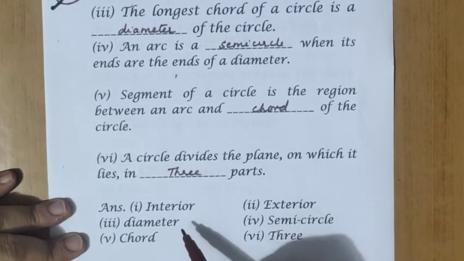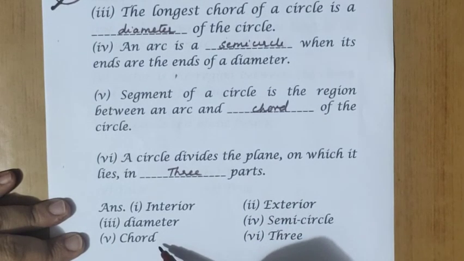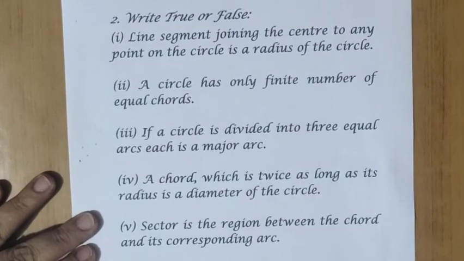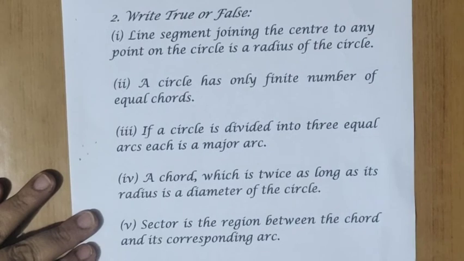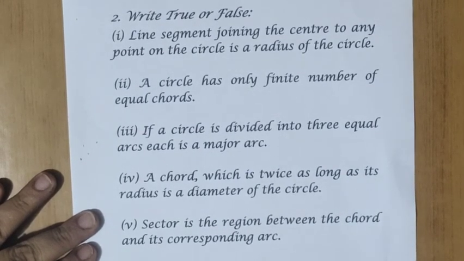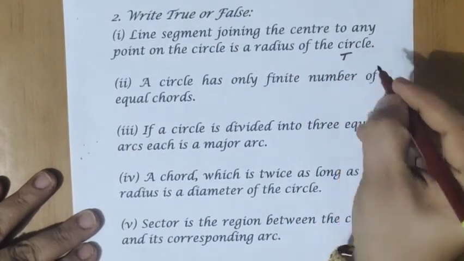Already I have written the answers here; you can see them also. First answer is interior. Second answer is exterior. Third is diameter. Fourth is semicircle. Fifth, chord. And sixth, 3. Now write true or false. A line segment joining the center to any point on the circle is a radius of the circle. Very true, it's a definition. So I can write true here.